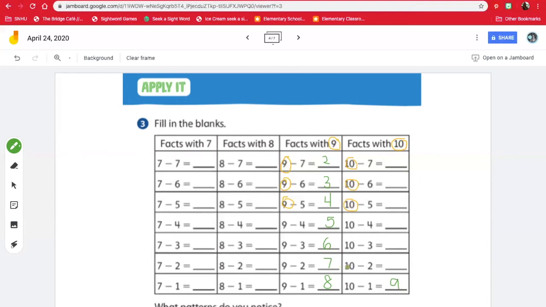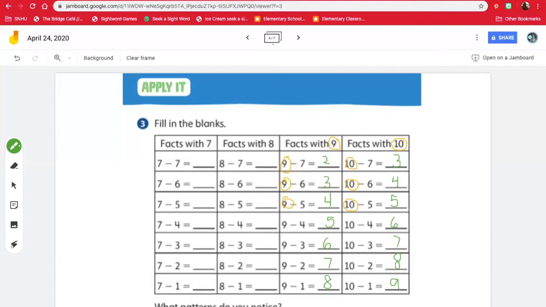Well, I could count backwards in my head, so I start with 10. 9, 8. That means the answer is 8. And 1 less than 8 is 7. I noticed the same pattern as on this side with the facts with 9. 1 less than 7 is 6. And we know 10 take away 5 is 5 because 5 and 5 make 10. 1 less than 5 is 4. And 1 less than 4 is 3. And there's our answer.